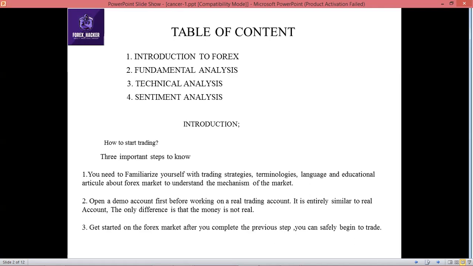The second one is to open a demo account first before working on a real trading account. It is entirely similar to a real account. The only difference is that the money is not real. Just as I explained in my first video, the first video I sent to you guys, where I was talking about the creation of MT trader. Is it the creation, or how MT trader works?